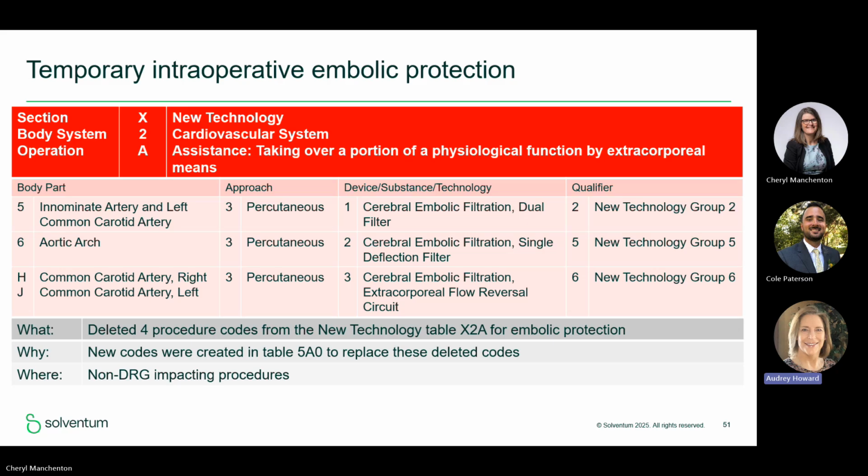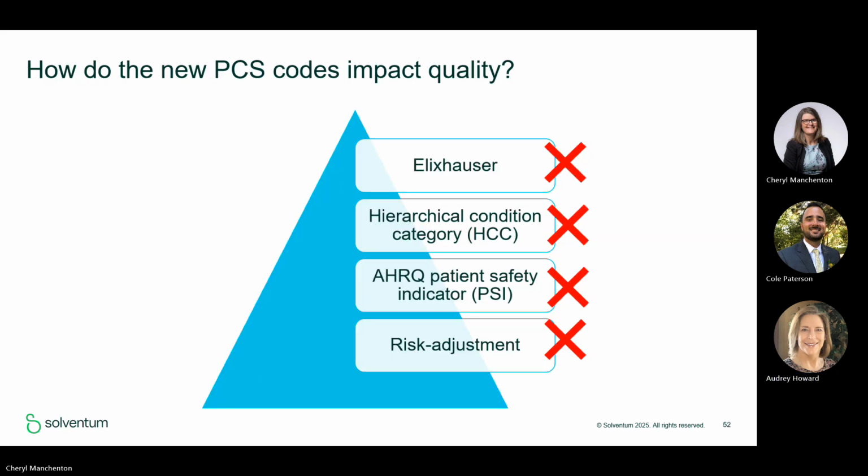So Cheryl, talk to us about how this may impact quality reporting. And this is a supplemental procedure, meaning it's not driving our DRG assignment. So similar to our previous section where we had supplemental codes for the anchors, I don't know that this is going to have a huge impact directly on quality and risk adjustment.